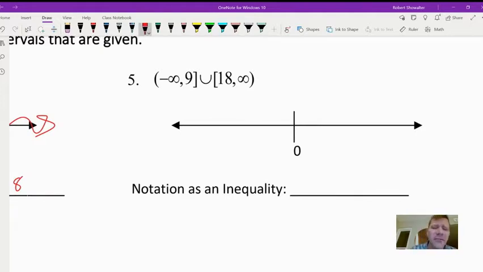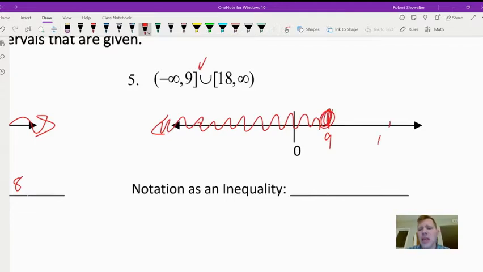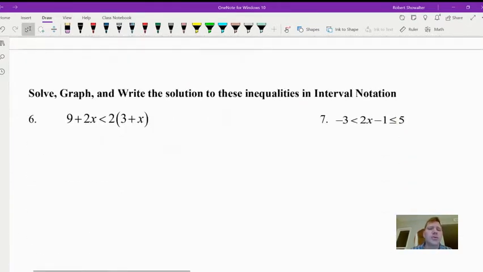Now we have negative infinity. That's over here. So we're going to start changing all the way to 9, past 0. We're going to drop the 9 right there. It's a closed bracket, so it's a closed circle. Skip all the way to 18. Closed circle again. It says to infinity, that's to the right. Let's write it as an inequality. For the one on the left, it's going to be x is less than or equal to 9, or, because it's going the opposite way, x is greater than or equal to 18.